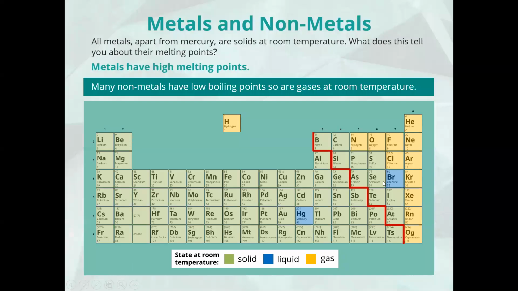In comparison, many of your nonmetals have low boiling points, so they are gases at room temperature. So you can see you have your metals on the left-hand side as being solids, and then you have your nonmetals, which can be solids, liquids, or gases, but they are mainly gases. So that shows that they have low boiling points.